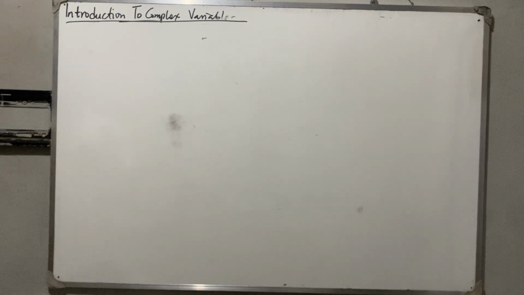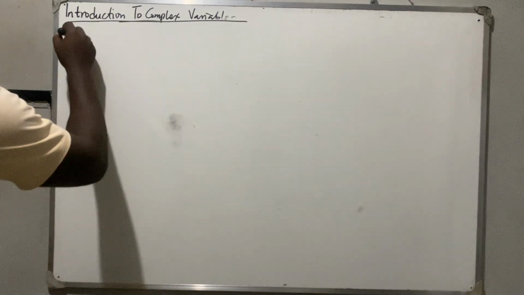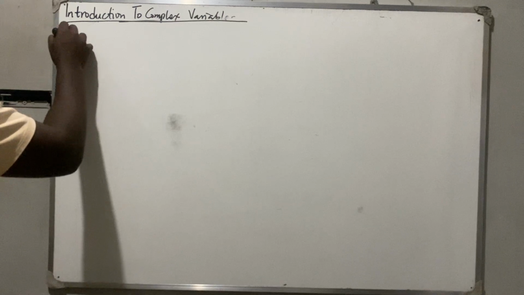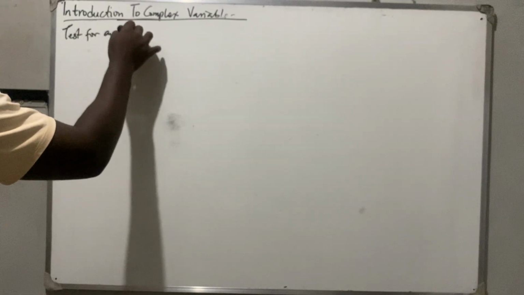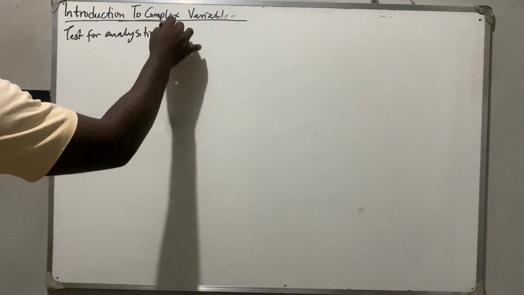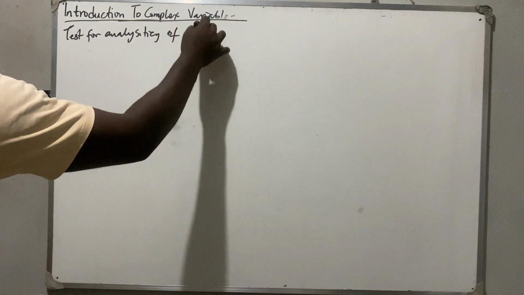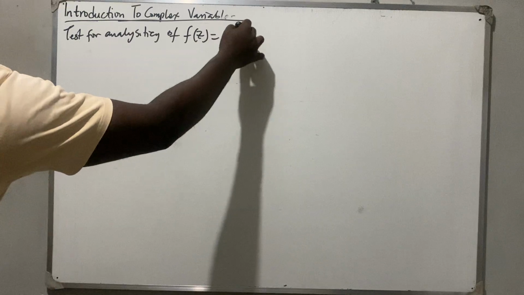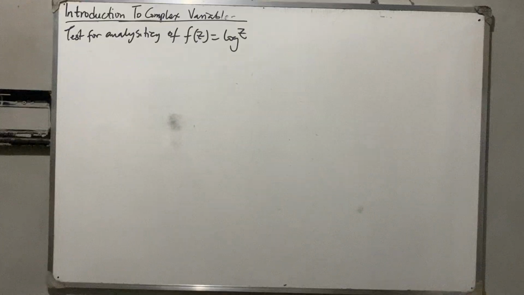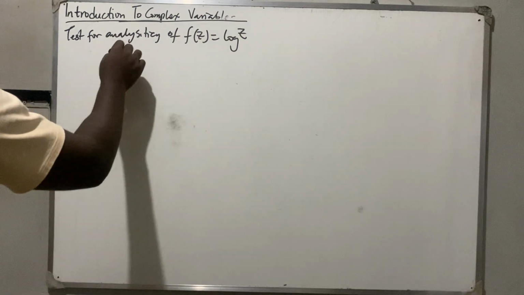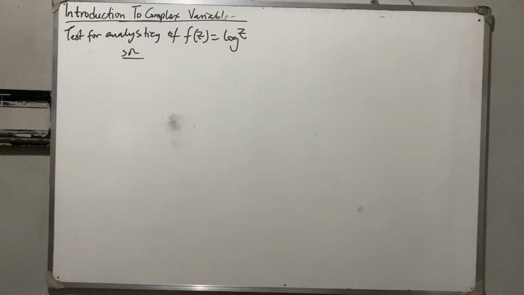Okay, so I'm going to solve the last one. The last one said: test for analyticity of f of z is equal to log z. So let's check this one. If I'm done with this one, we'll now go to harmonic function. So, solution. Remember that the first thing we do is to convert them into real and imaginary parts.